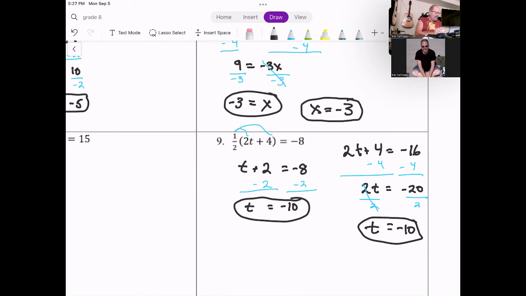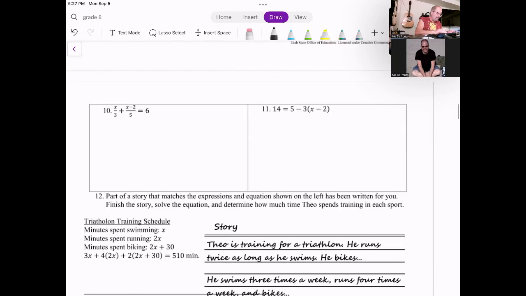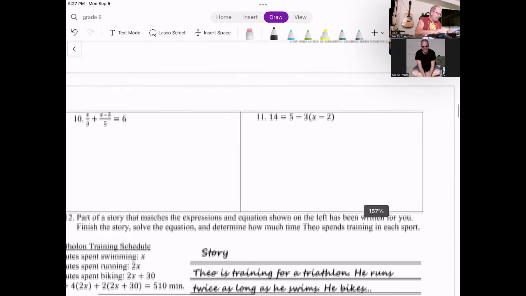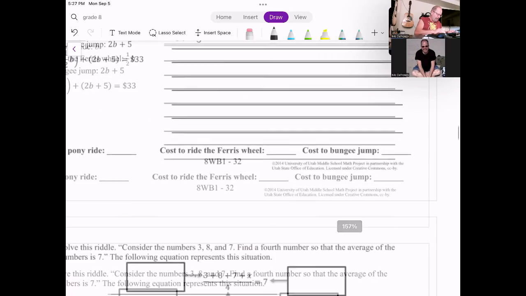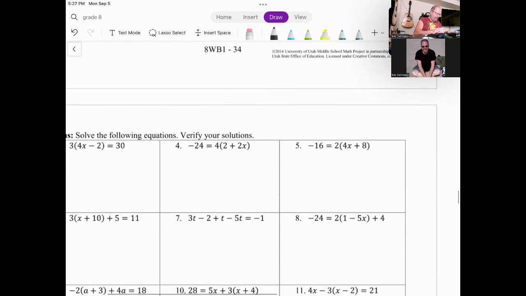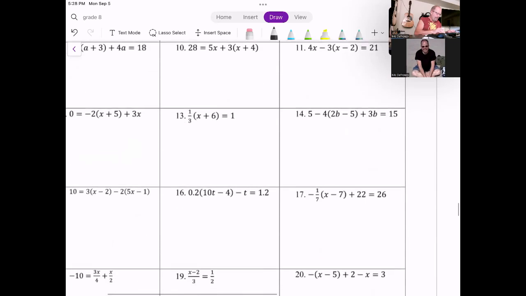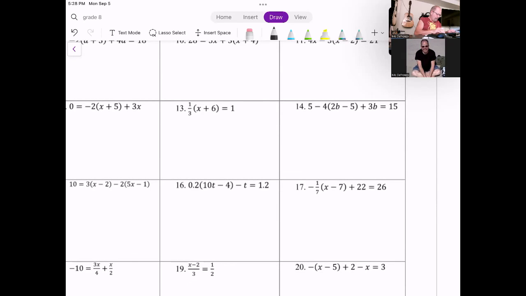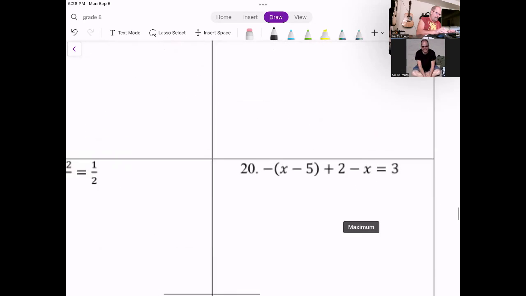Sometimes you have to see the step ahead to know the shorter path. But is it wrong? Is either one of those wrong? No. They both followed the rules of algebra, and they both got to the correct end. So that's what's important. So here we go. I want to find one with just a minus with no number there. There it is, number 20.